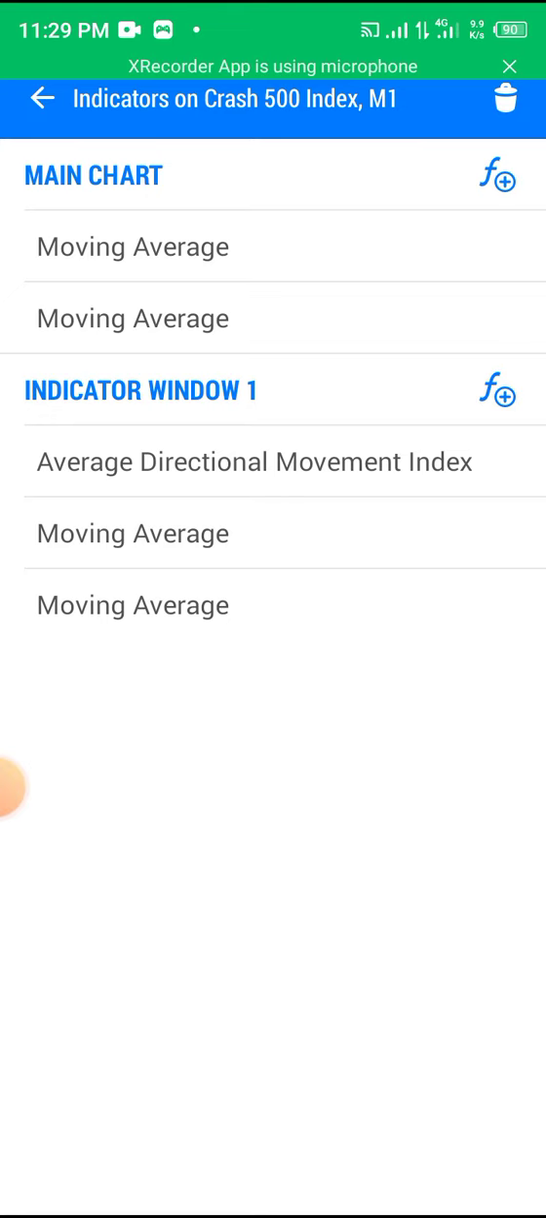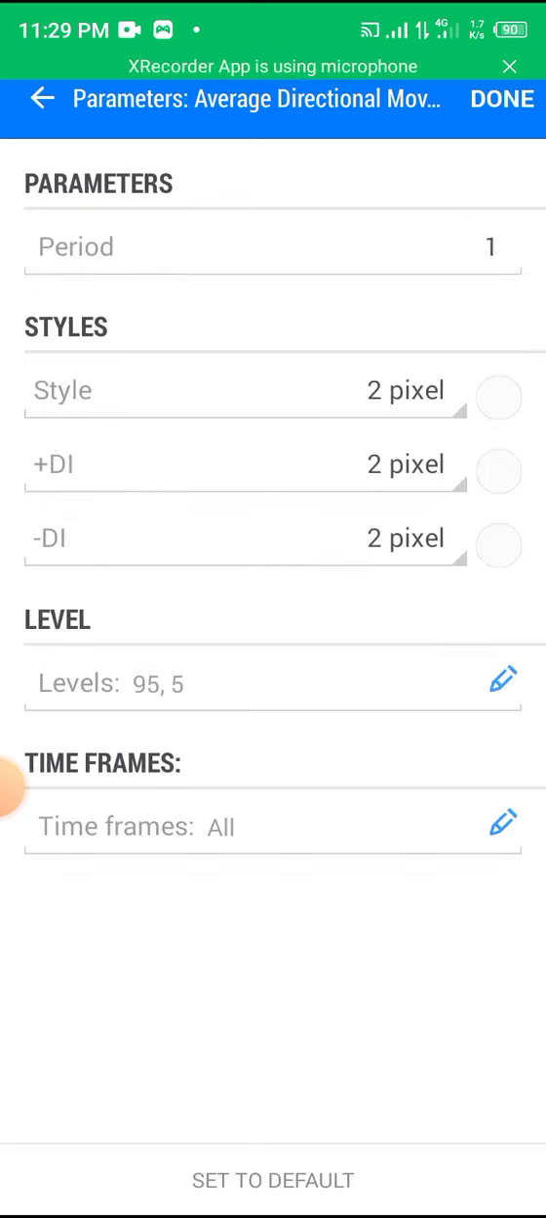The next indicator will be on indicator window 1, which is the average directional movement index, which has the period of 1, style 2 pixel, +DI is 2 pixel, -DI is 2 pixel, and they are all white. So if you're using a white background, make sure your colors are white. If you're using a black background, make sure your colors are black. And the levels here will be level 95 and level 5. After that, you click on done.